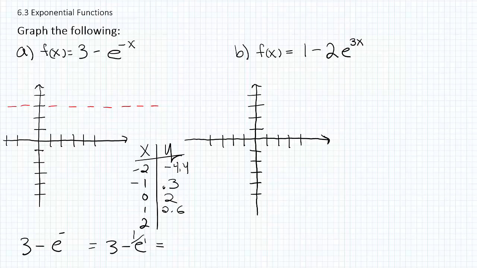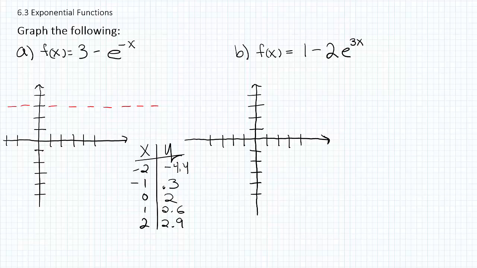Now if I do the same thing and this time put in 2, it'll become 3 minus e to the -2, which will be the same as 3 minus 1 over e squared. And that will give me approximately 2.9. Okay, let's go ahead and plot these points then and see what that gives us.